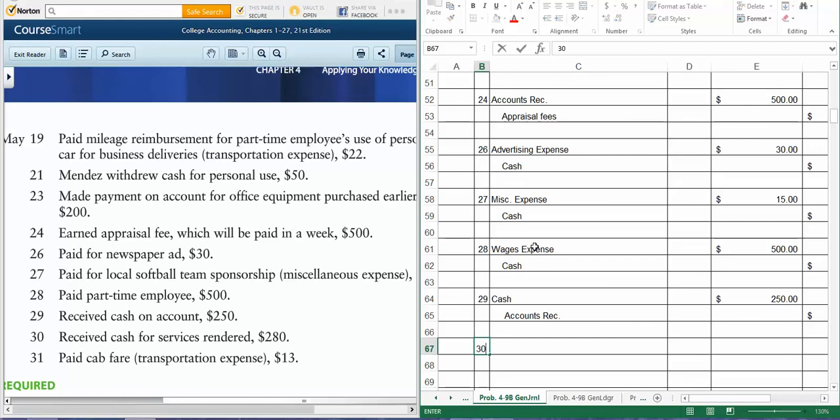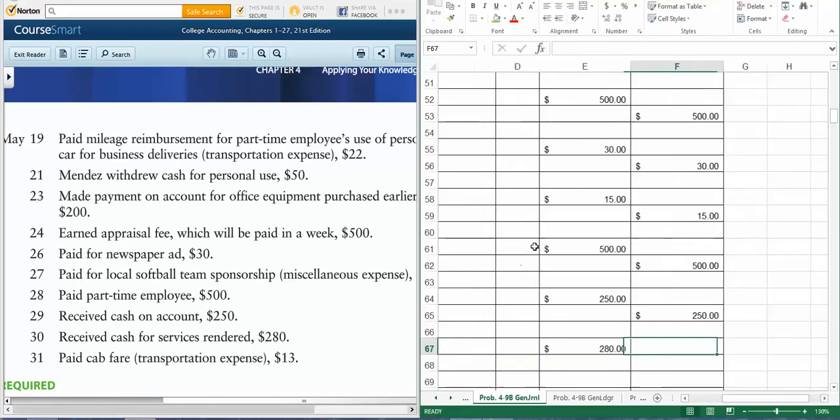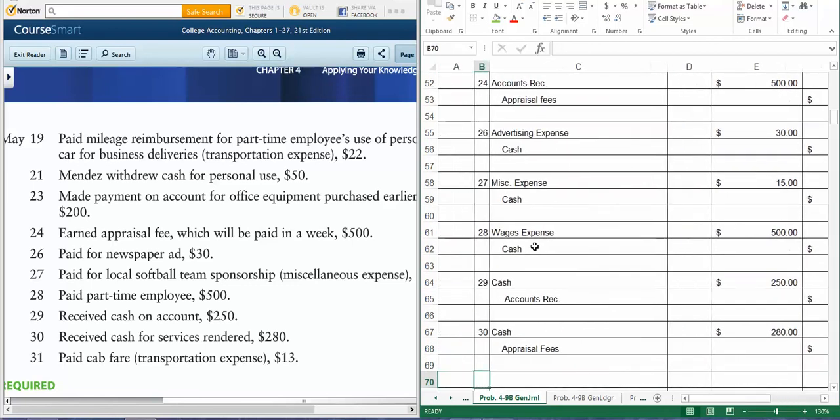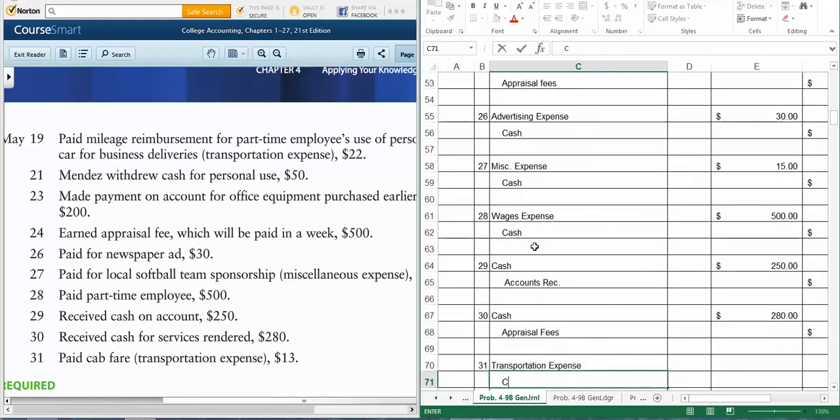On the 30th, we received cash for services rendered. So that's going to be appraisal fees again of $280. And then the last transaction we have is on the 31st. It's telling us that there is a transportation expense. And then again, it's going to be cash, and it's going to be $13.